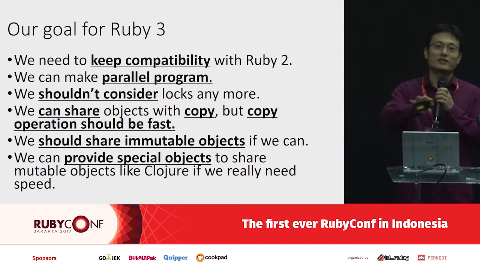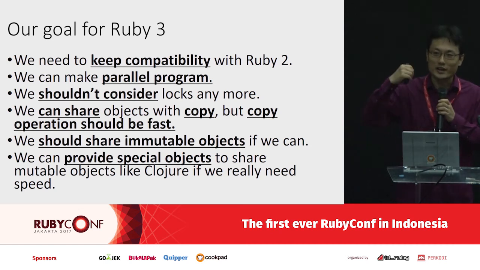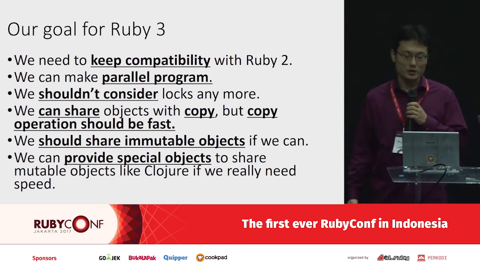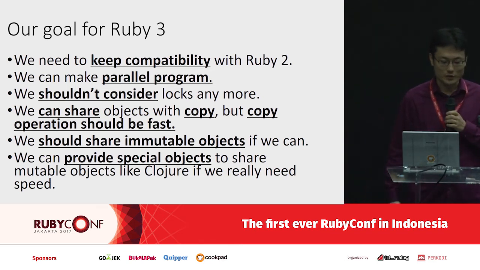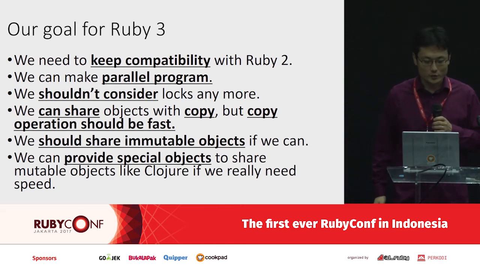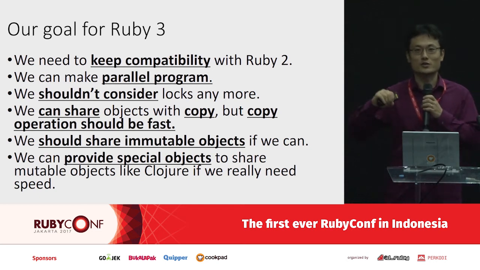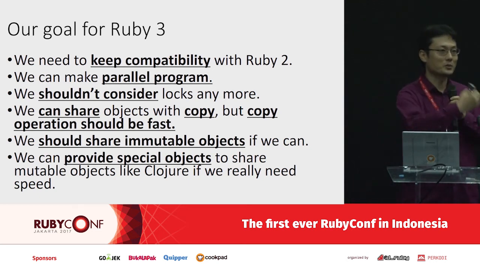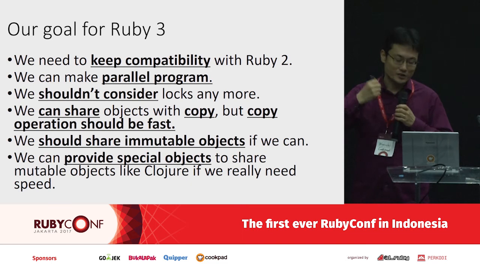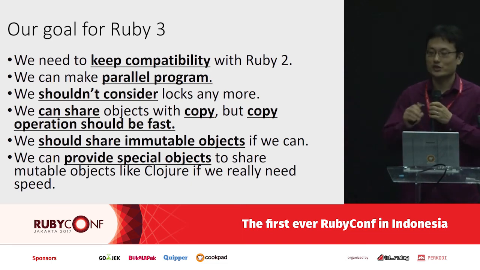It means that with immutable data we can only read. We cannot mutate objects, so we only need to share them. We don't care about synchronization for such immutable data. And we can provide special objects to share mutable objects. Of course we need to share mutable objects, so we need a special way to share them.